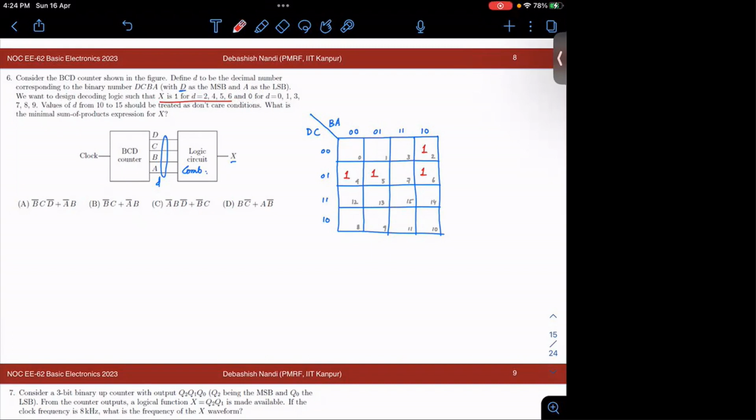Fine. We have only 4 cases for which output is 1, 2, 4, 5, 6 and 0 for 0, 1, 3, 7, 8, 9. Fine. And 10 to 15 should be taken as don't care conditions. Okay.